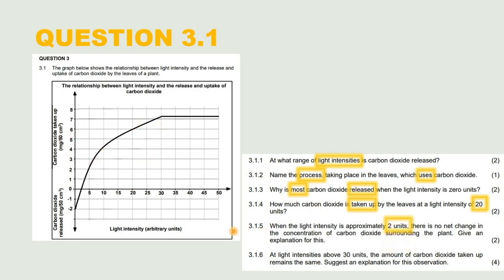Then question 3.1.5, when the light intensity is approximately 2 units, there is no net change in the concentration of carbon dioxide surrounding the plant. Give an explanation for this. Then 3.1.6, at the light intensity above 30, so above 30, that section over there, the amount of carbon dioxide taken up remains the same. Suggest an explanation for your observation.